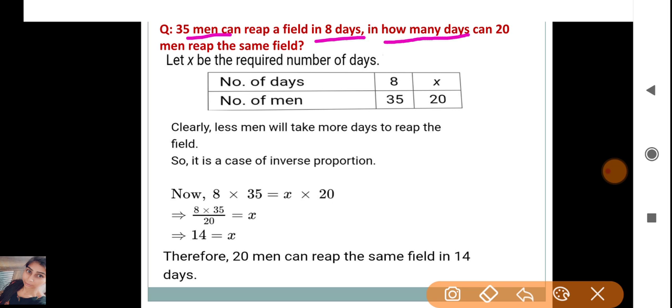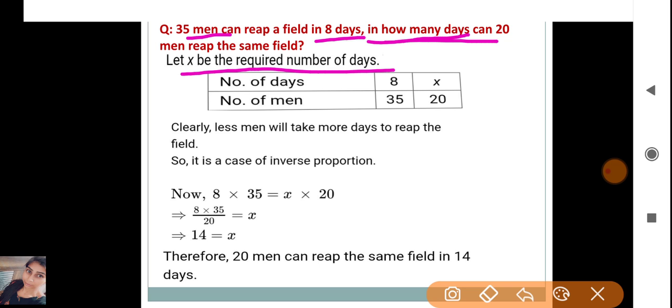So if 35 men can complete that work in 8 days, then if 20 men are there, obviously they will take more days. If the number of men decreases, the number of days increases. And if the number of men increases, the days will decrease. So that means the number of men and the number of days here are inversely proportional to each other. So the very first part is in how many days they can reap the field. So let the required number of days be x.